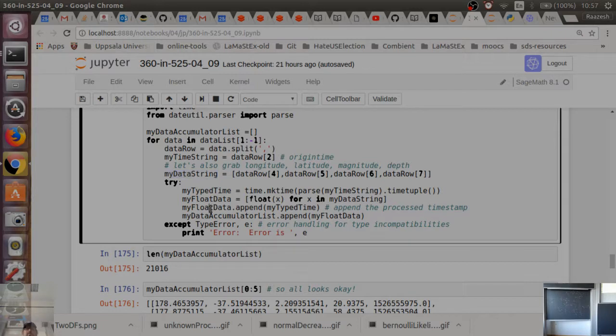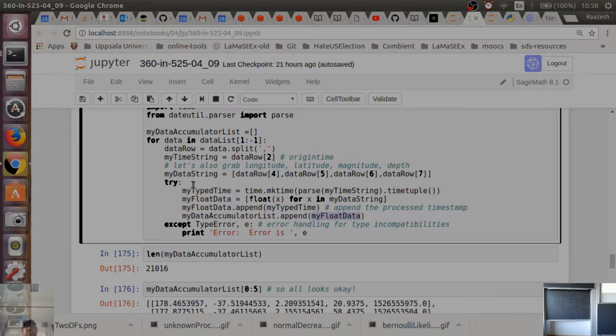Then I'm going to append to my float data this my type time, so the last column is going to be my type time in seconds since 1970. Then finally, my accumulator list, which is empty in the beginning, I'm going to append to that my float data, right? So it'll have all the floating point types for everything.